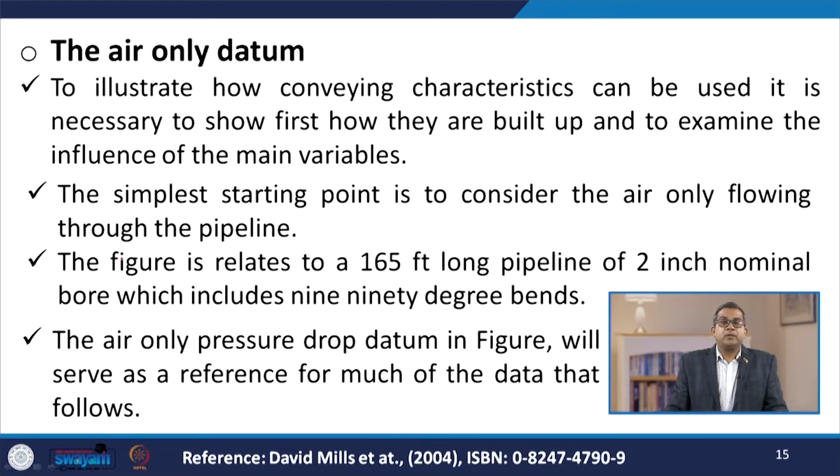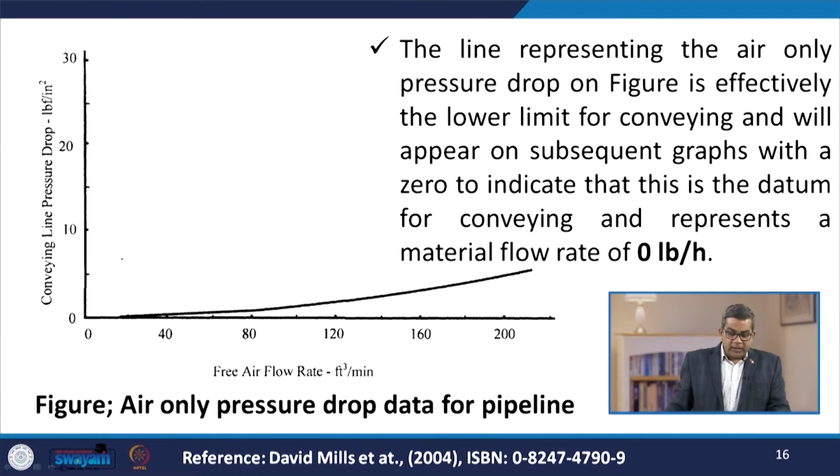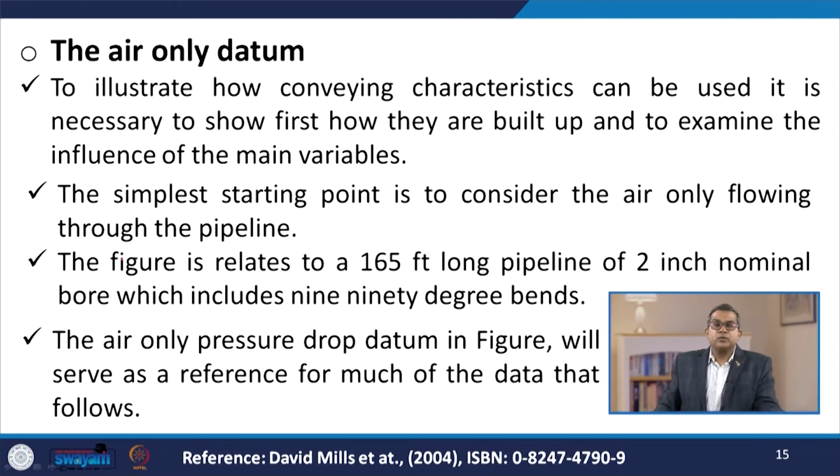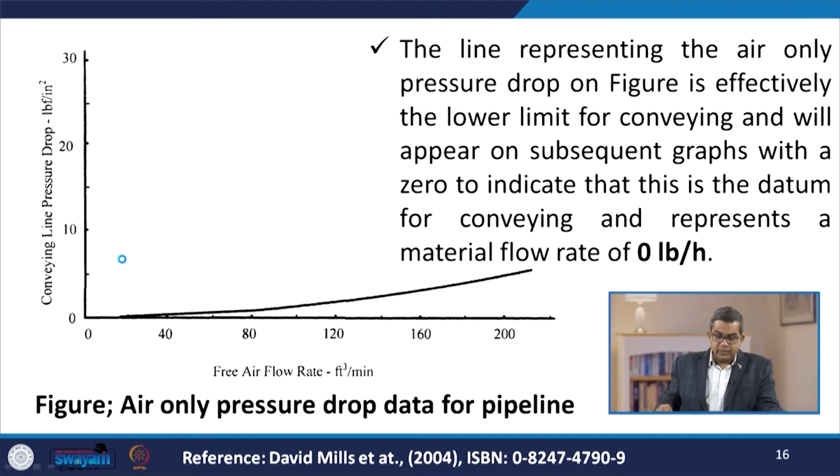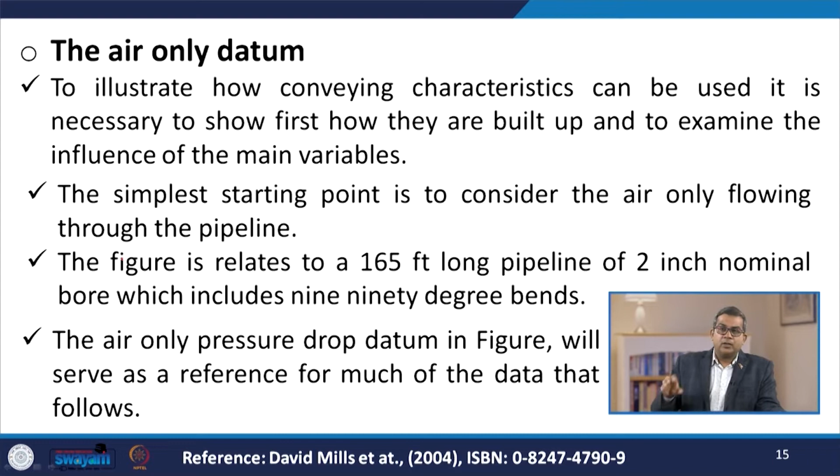Next is the air-only datum. To illustrate how conveying characteristics can be utilized, it is necessary to show first how they are built up and to examine the influence of the main variables. The simplest starting point is to consider the air only flowing through a pipeline. Now, this particular figure relates to a 165 feet long pipeline of 2-inch nominal bore, which includes 90-degree bends.